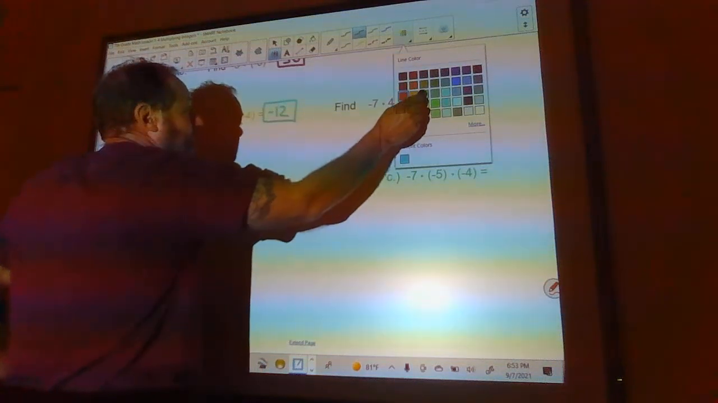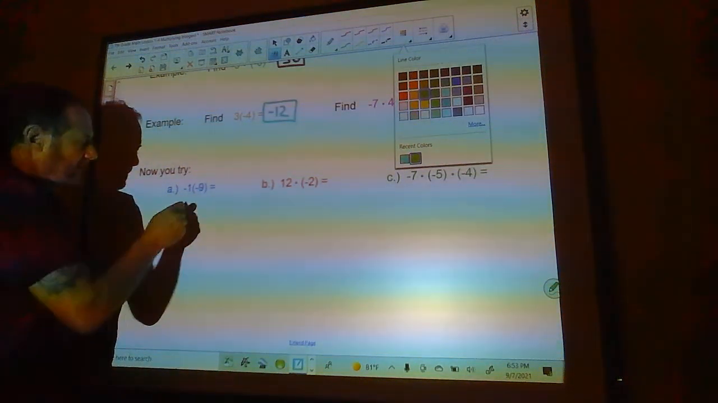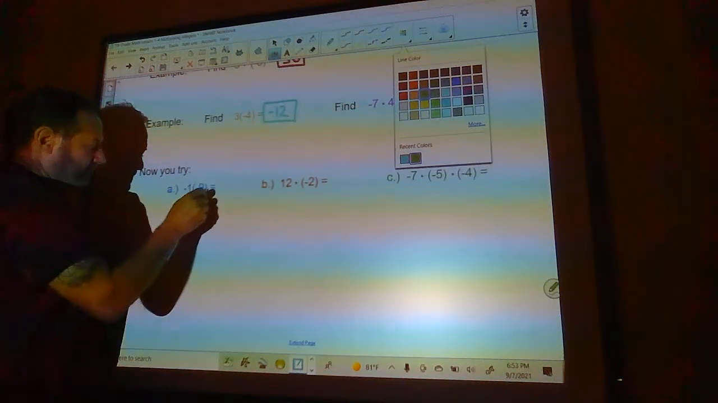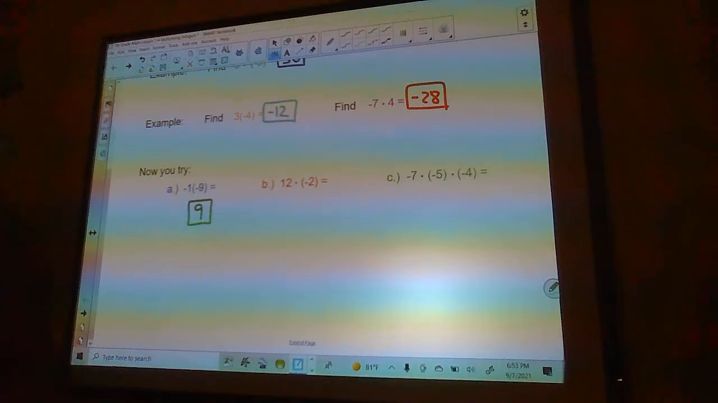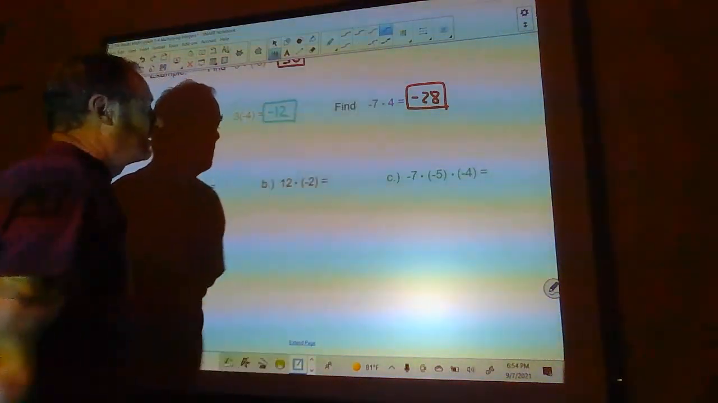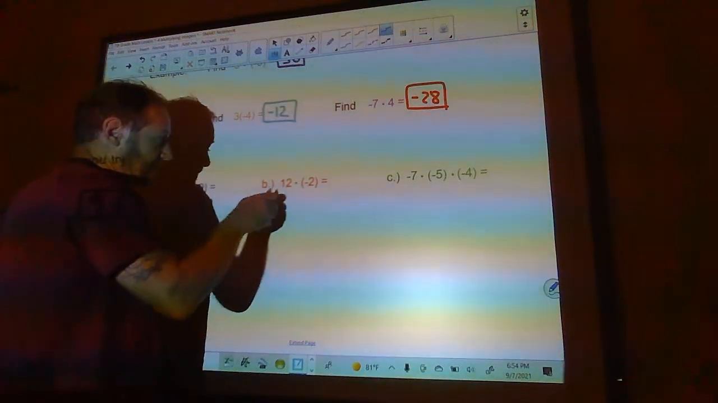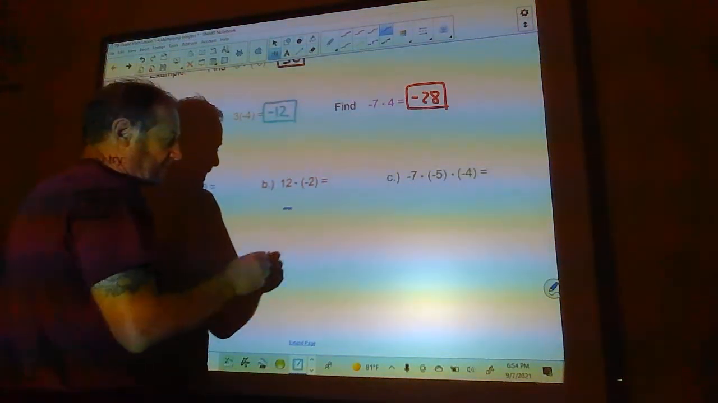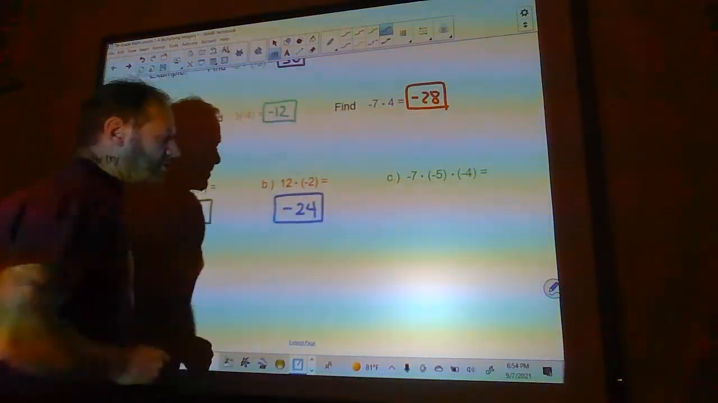Okay, so negative 1 times negative 9. A negative times a negative is a positive. 1 times 9 is 9. Very simple problem. All right, 12 times negative 2. Obviously, a positive times a negative is a negative, and 12 times 2 is 24. There's not even any work to show on these.